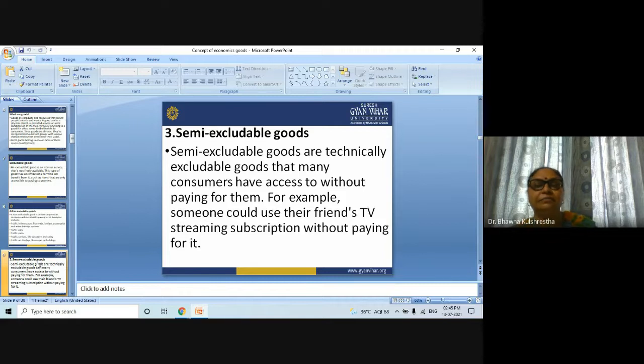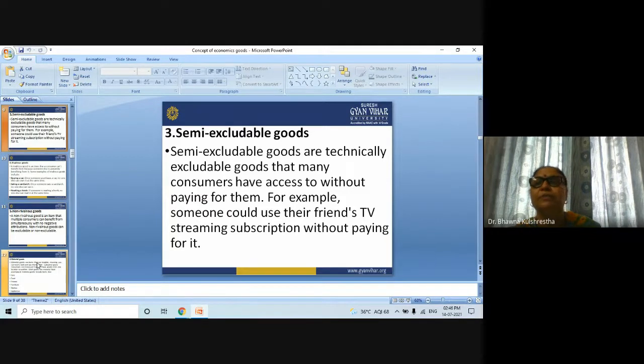And items like music, movies, books, and magazines could be classified as semi-excludable goods. If people can get them without paying, many economic professionals call this free riding.